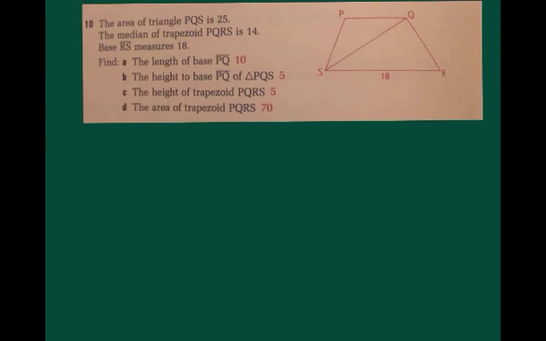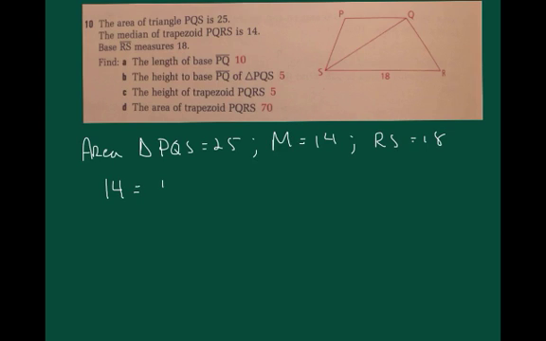Okay, number 10 on page 526 can be a tricky problem. Take a minute and look at the given information. In order to find the PQ, I'm going to use the fact that the median equals 14, and I know that that equals PQ plus 18, which is the other base, divided by 2, which means, solving for PQ, PQ equals 10. And that's our answer to part A.